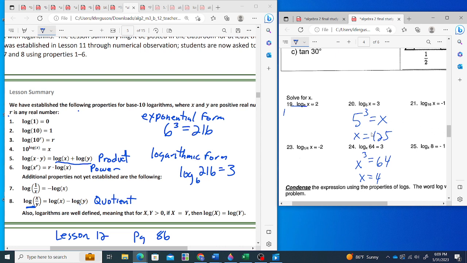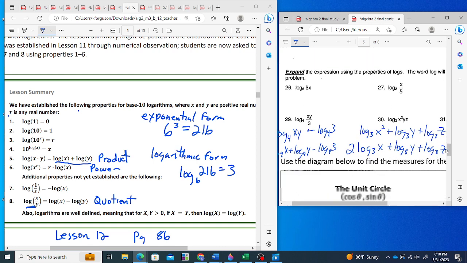If I have, say, 5 to the third equals x, then I know this is my base, that's my exponent, and this is called my argument. Log base 5 with an argument of x equals an exponent of 3. You need to be able to switch between the two. So I would highly suggest you make sure that you know this stuff. Put it on your note card. Okay? Exponential form and logarithmic form. So that's all of these.